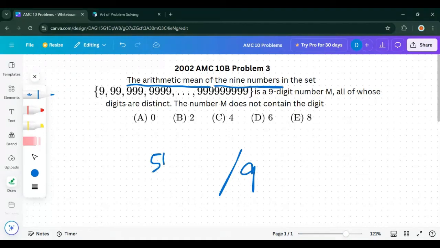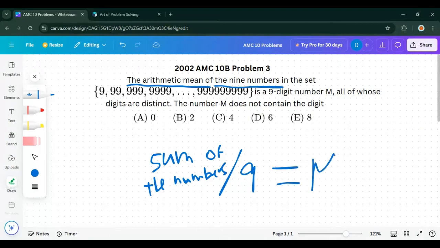So the sum of the numbers divided by 9, which is the number of numbers, and we find the mean. So in the set, 9, 99, 999, on and on and on, we find the arithmetic mean of this set, and we get a 9-digit number m, all of whose digits are distinct. The number m does not contain the digit what.